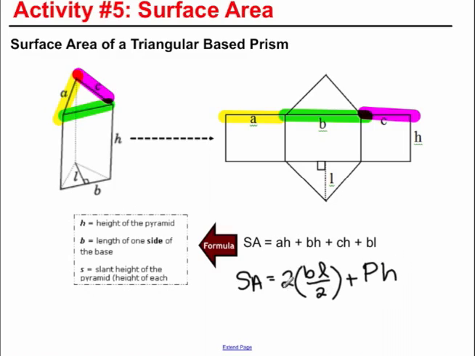Now we can simplify this. If you recall fractions, I multiply numerator with numerator, denominator with denominator, and you'll end up finding that the 2's actually divide each other out. So this formula actually simplifies to base times height of the triangle plus perimeter times height. So you can use either formula to do your calculations. The one here is, I think, the one that you'll see on an EQAO formula sheet.